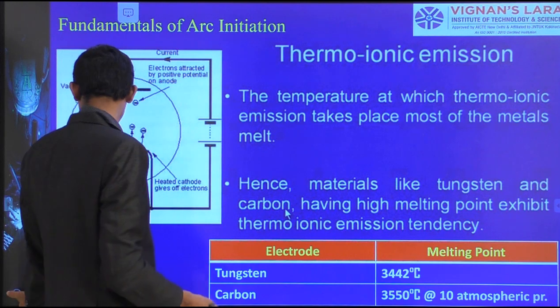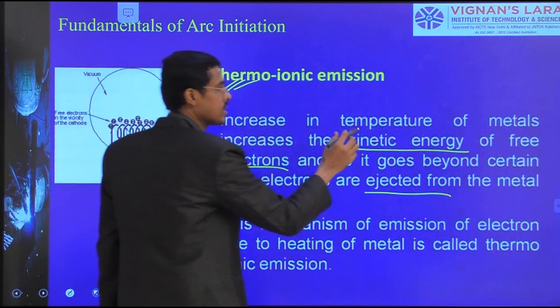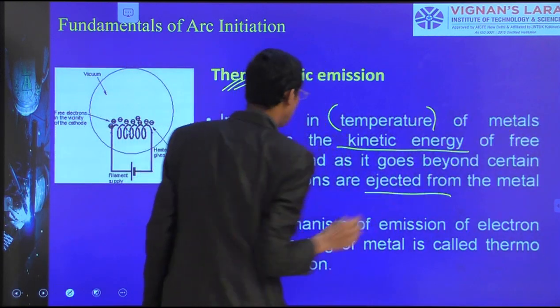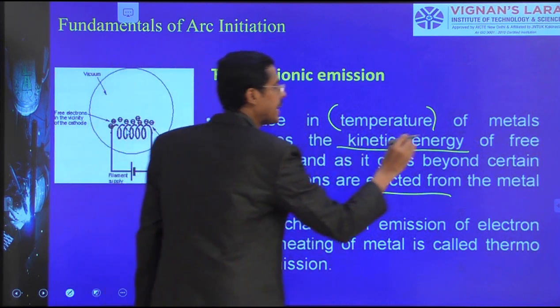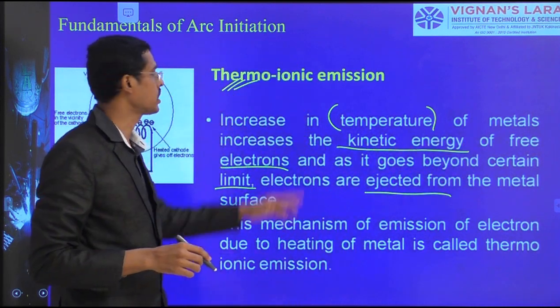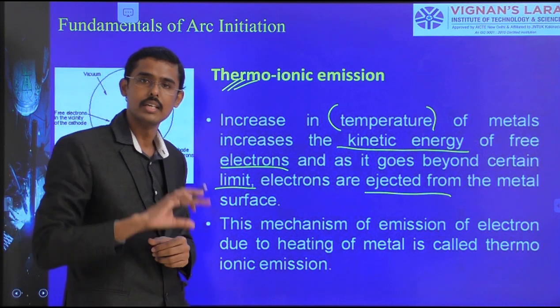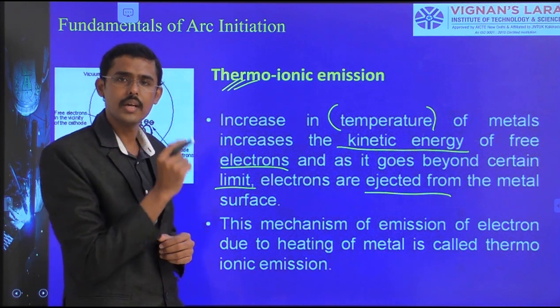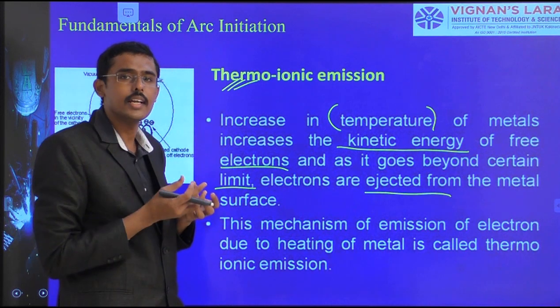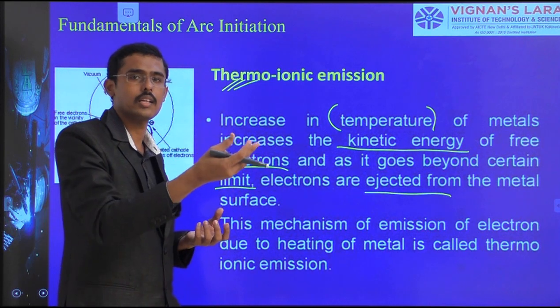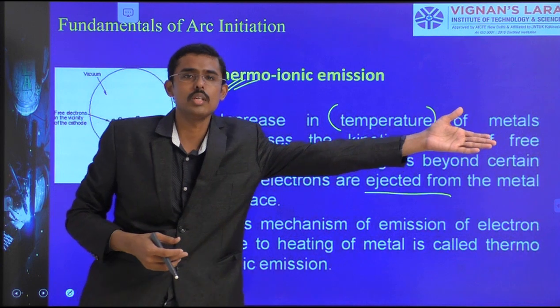You see, increasing the temperature of metal increases the kinetic energy of free electrons. How am I increasing the temperature? Just supplying the current inside the separate electrode. Then it is heated by resistance, electrons are released, and this released electron will go to the other end.